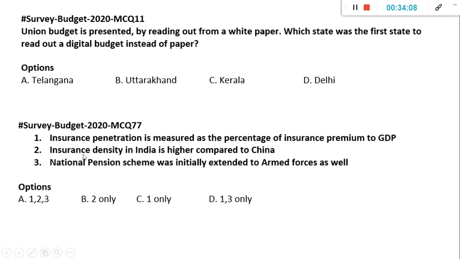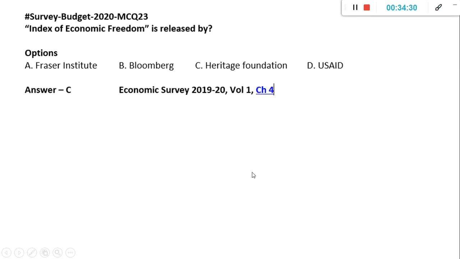This is another statement: the National Pension Scheme was initially extended to armed forces as well. This is again a question which came in 2018 prelims. They asked a very, very detailed question about the National Pension Scheme. They gave 4 statements, and one of the statements was this only. Whether armed forces and, I think, state government employees, whether it is applicable or not. So you should know the depth in which UPSC is asking these days. Solve my test and you will easily study the entire thing.